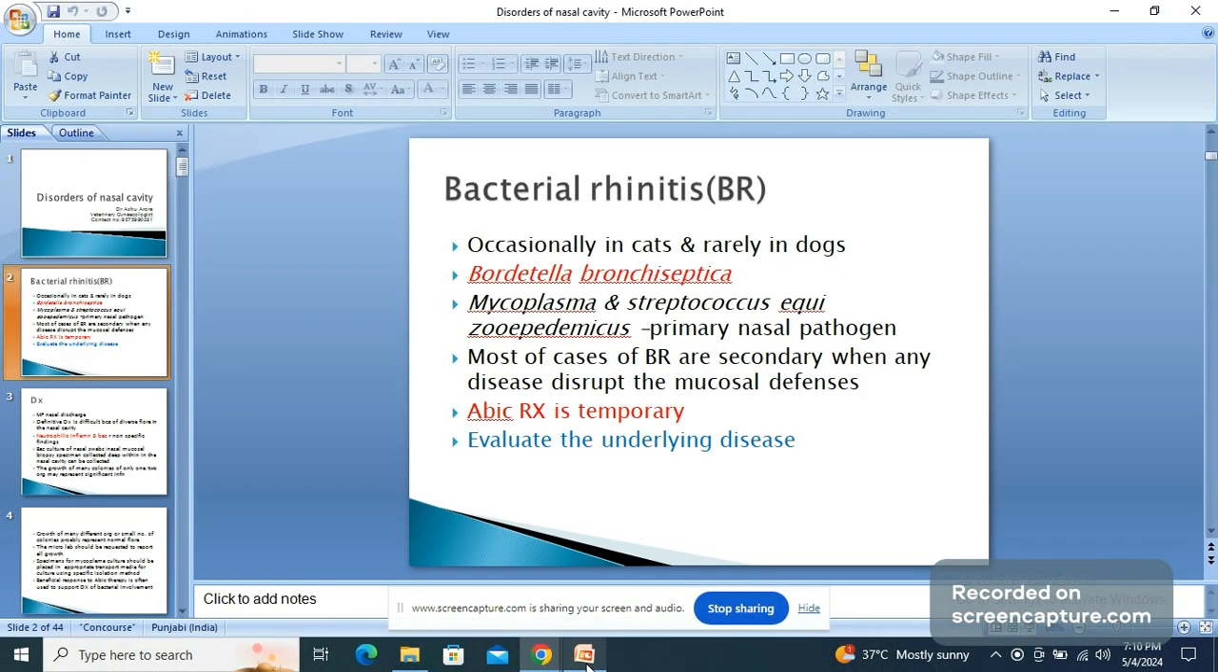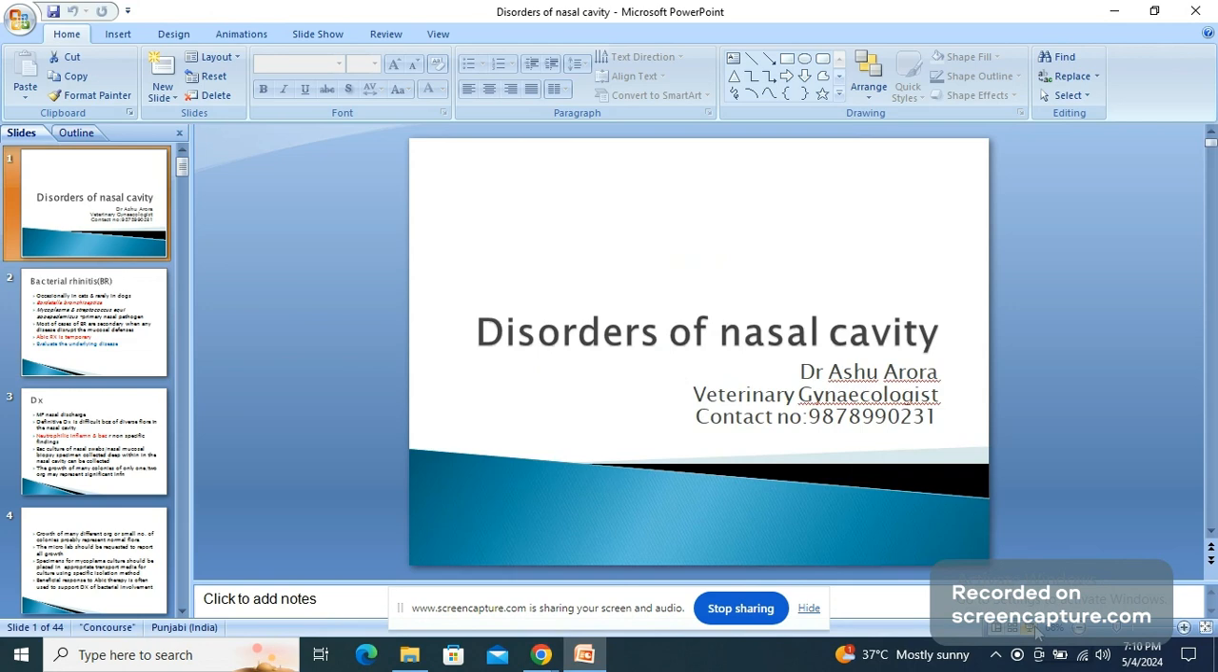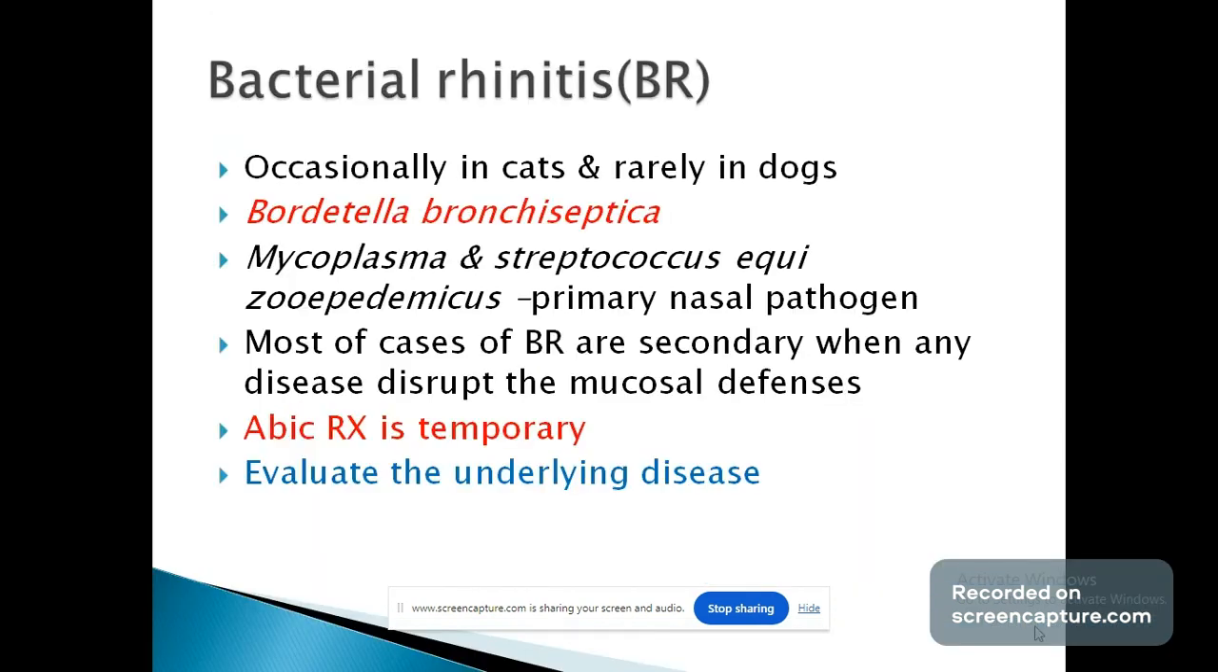Good morning. Today I'm discussing disorders of the nasal cavity. So, the first one is bacterial rhinitis. Bacterial rhinitis is observed in cats, rarely in dogs. It is caused by Bordetella bronchoseptica, Mycoplasma, Streptococcus equi zooepidemicus. They are also responsible for causing bacterial rhinitis.